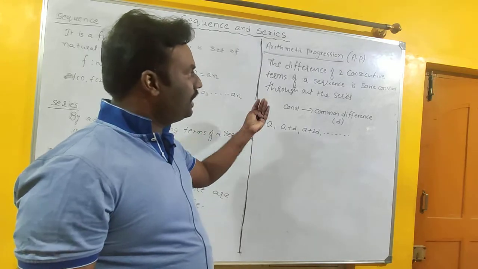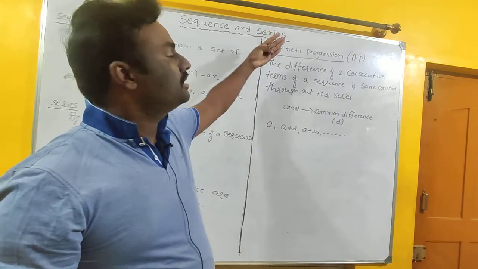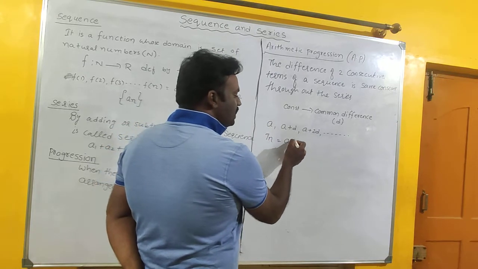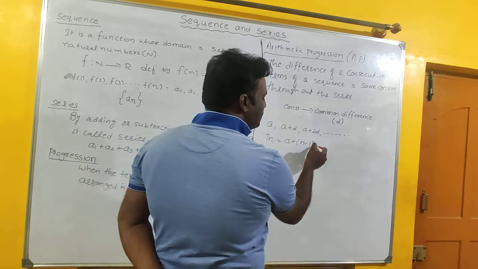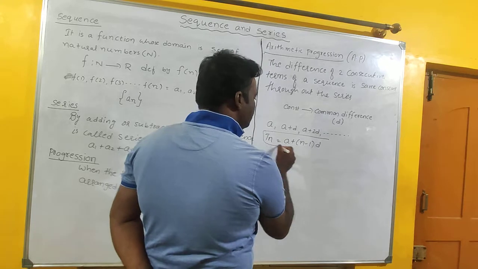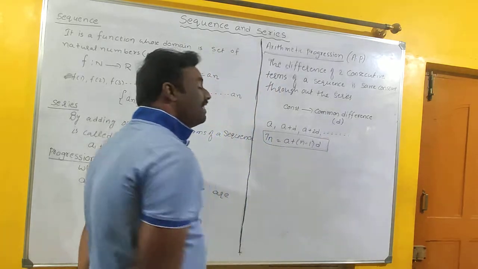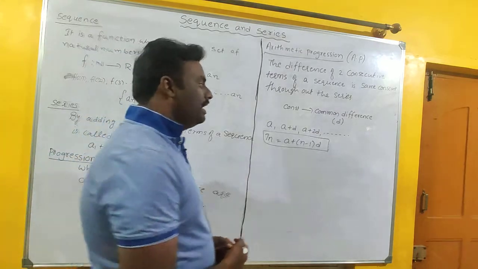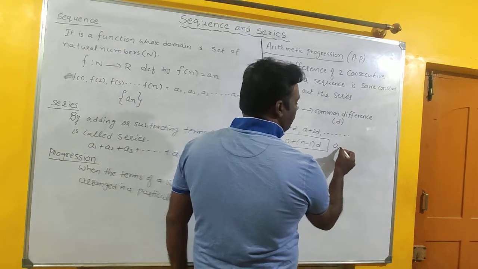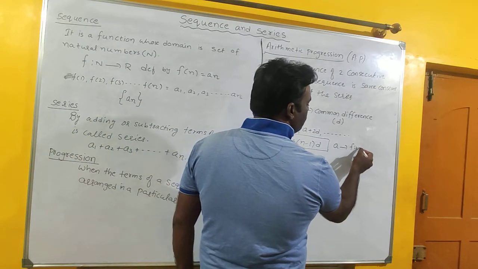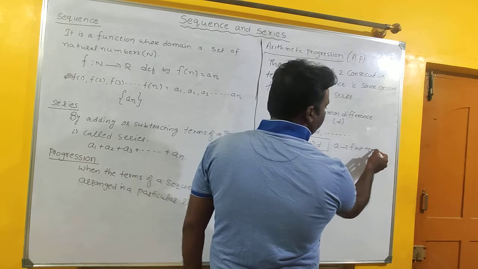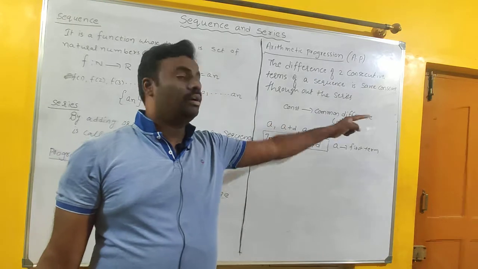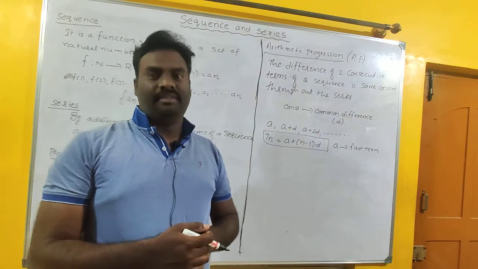Then how to find the nth term in this arithmetic progression? The nth term formula is a plus n minus 1 into d. This is the formula for the nth term, or we can say last term in AP, where a is called the first term. Already we discussed d. The d is called the common difference.